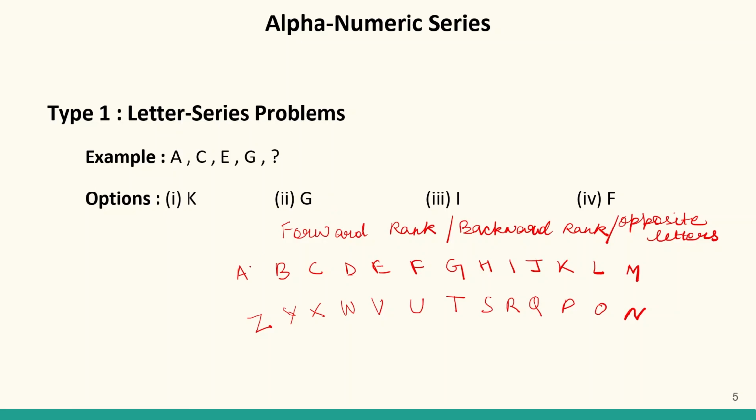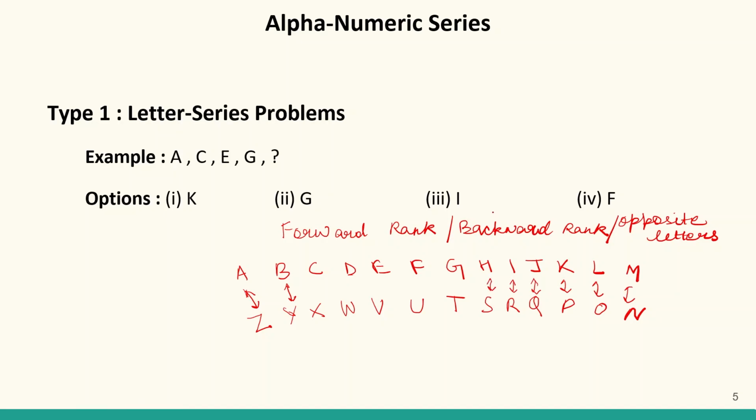So this is the concept of opposite letters. If we write the alphabets like this, A is opposite to Z. B is opposite to Y. Similarly, C is opposite to X. D is opposite to W. E is opposite to V. F is opposite to U. G is opposite to T. Similarly, M is opposite to N. These are called the opposite letters. This concept is also sometimes used while answering letter series problems.